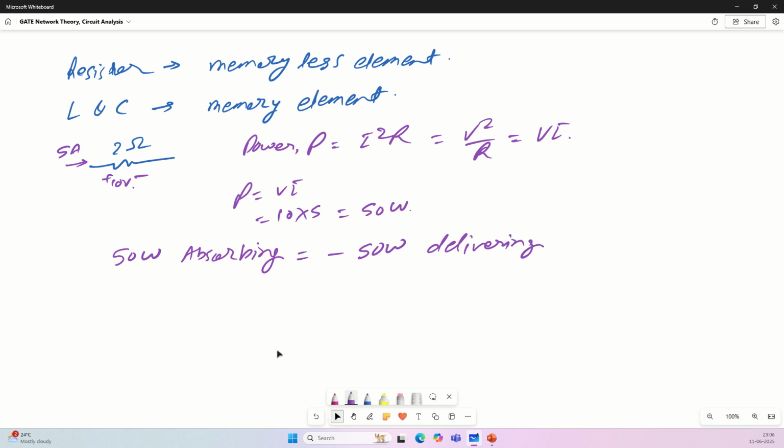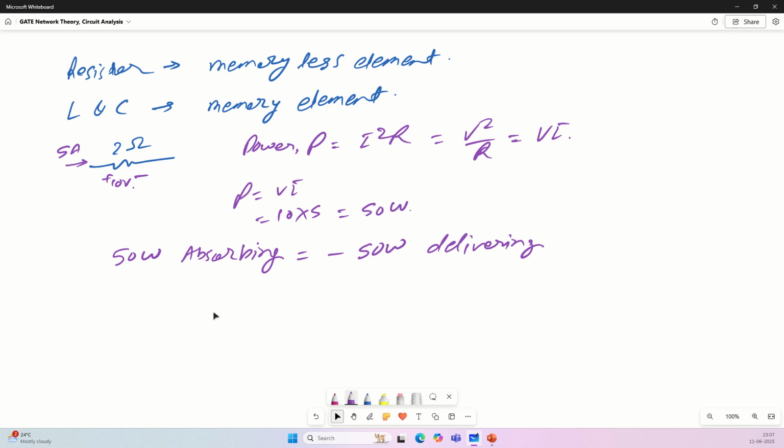It means what? I will tell that the resistor is delivering minus 50 watt of power. Okay. It means it is absorbing plus 50 watt of power. It means it is giving minus 50 watts of power. So you can keep this relation handy: positive power absorbing means negative power delivering, and positive power delivering means negative power absorbing, like that.